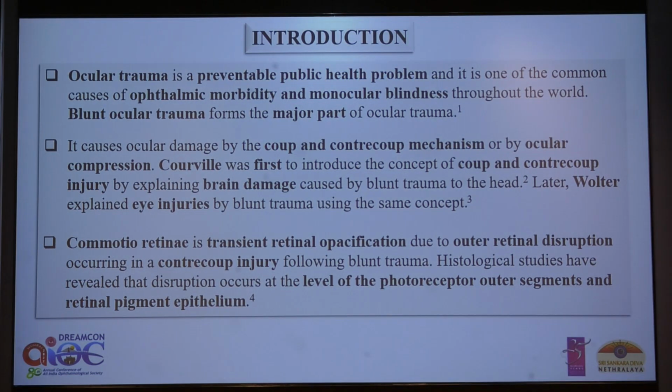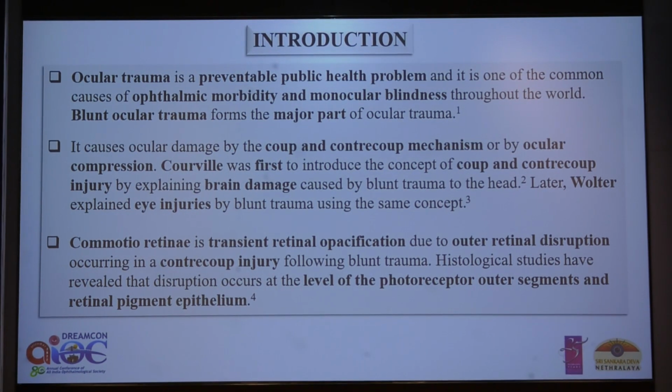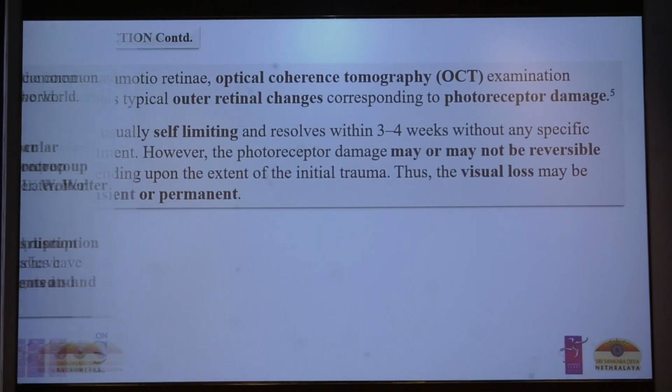So coming to the introduction part, ocular trauma is a preventable public health problem and it is one of the commonest causes of ophthalmic morbidity and monocular blindness.